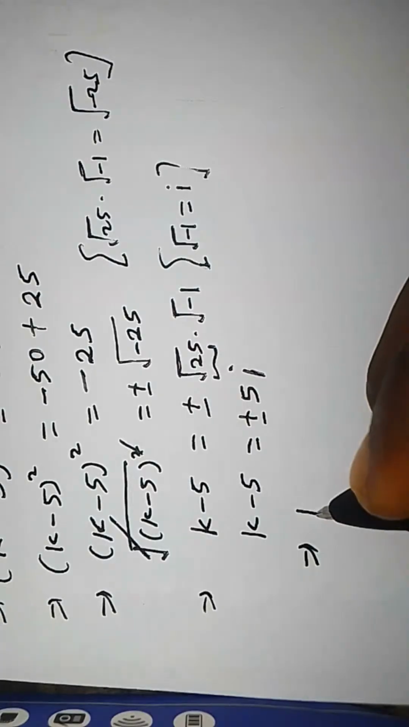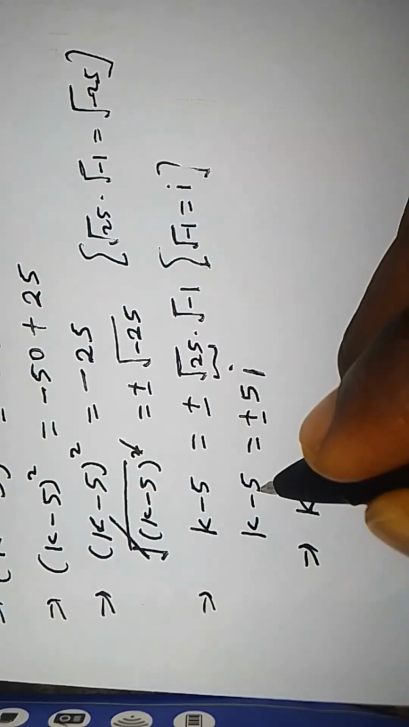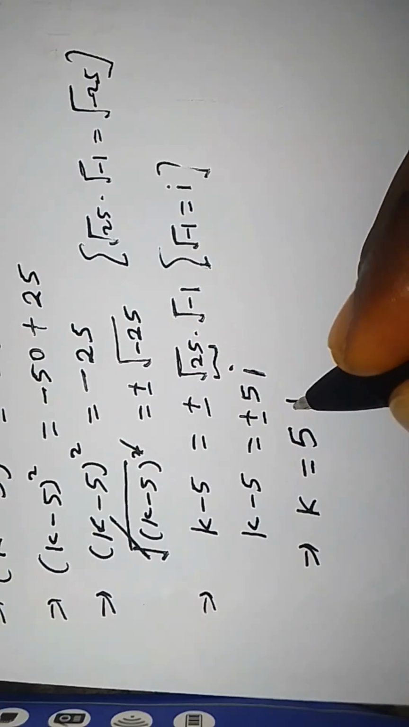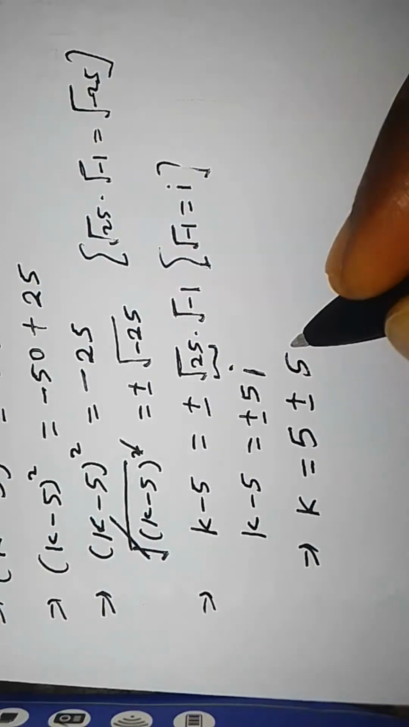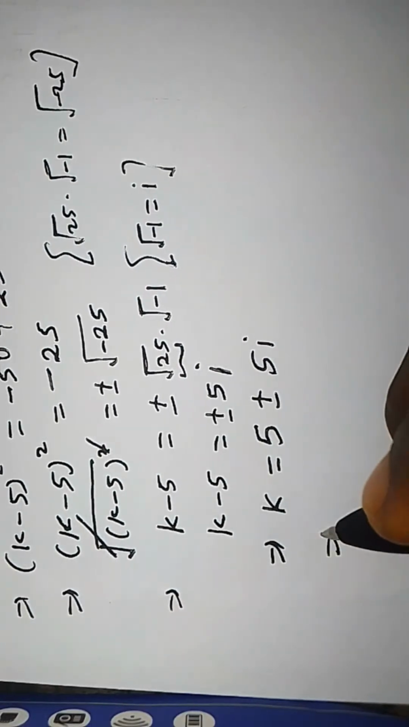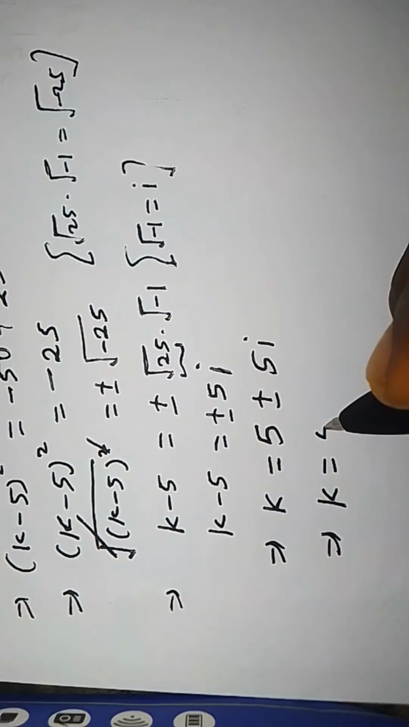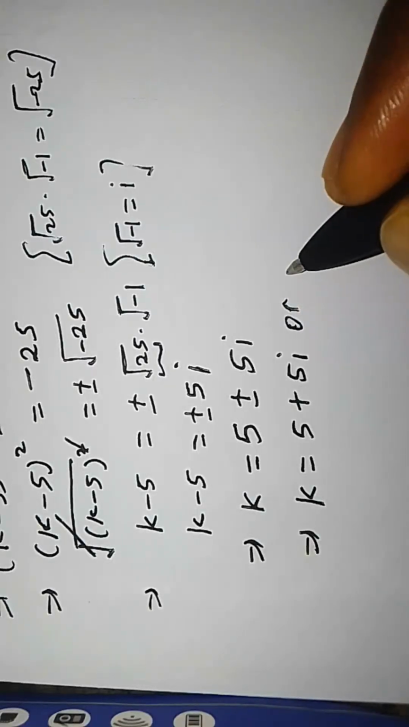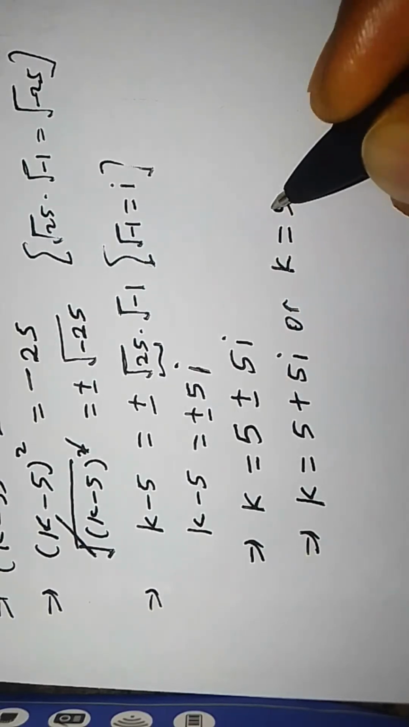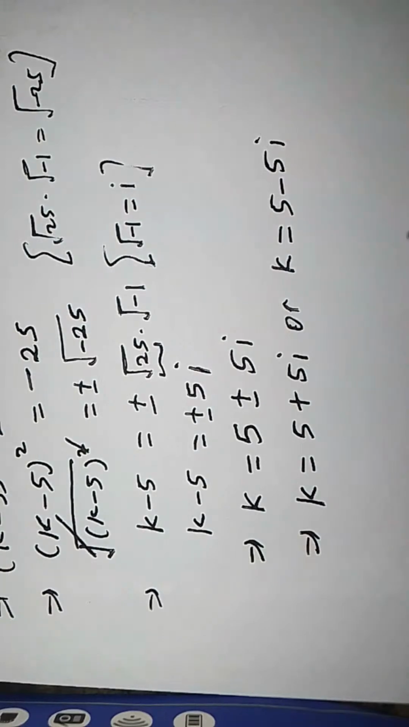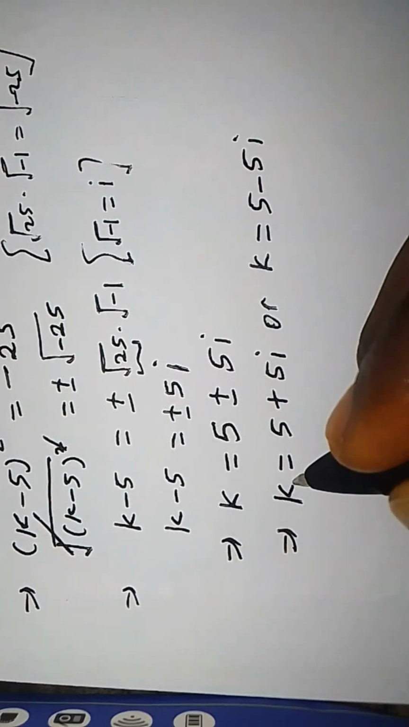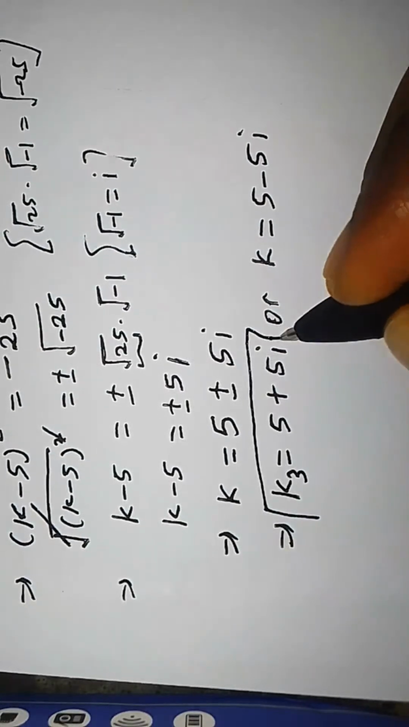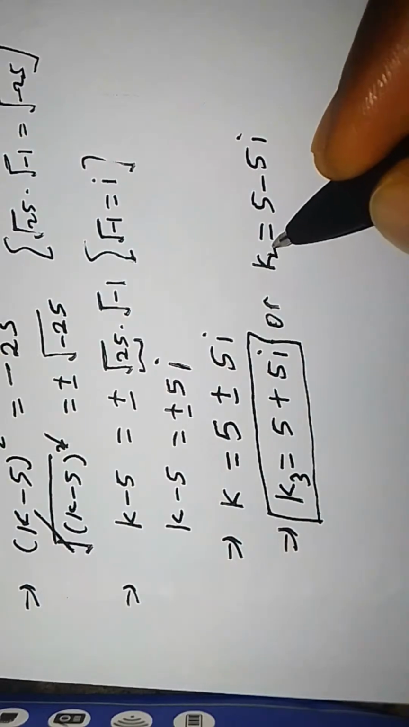This means that k is equal to, moving minus 5 to the right hand side, that becomes positive 5 plus or minus 5i. This implies that k is either equal to 5 plus 5i, or k equal to 5 minus 5i. This is the third solution, k3, while this is the fourth solution, k4.